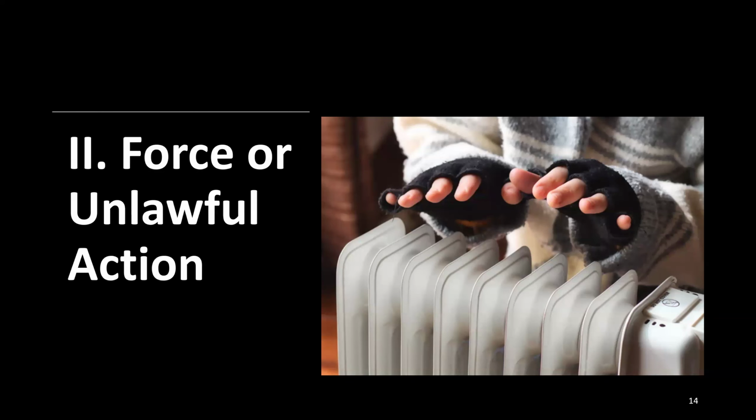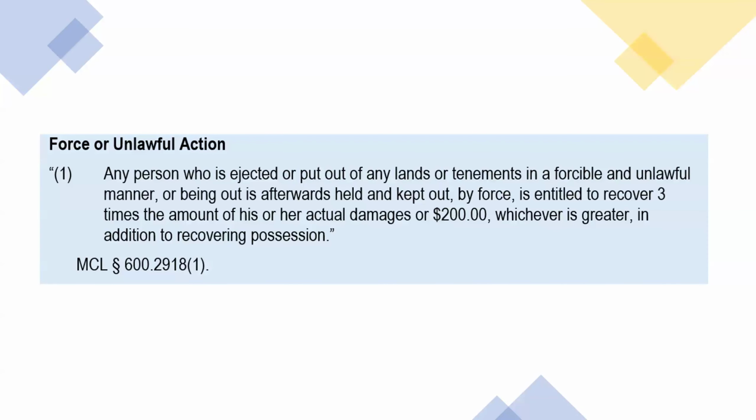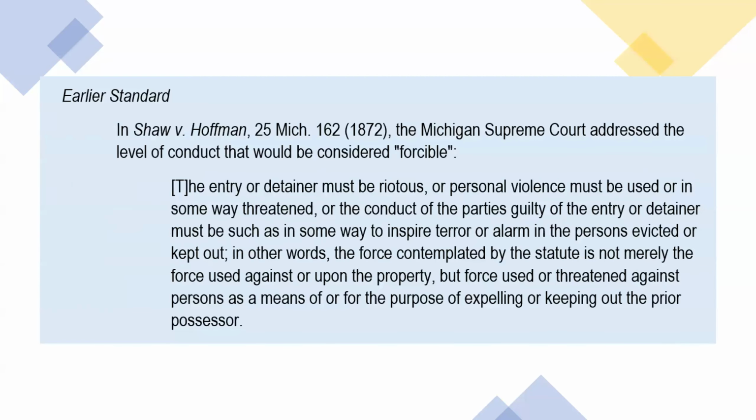So the first part is forcible or unlawful action. Subsection 1 of the anti-lockout statute says, any person who is ejected or put out of lands or tenements in a forcible and unlawful manner, or is kept out afterwards and held and kept out by force, is entitled to recover 3 times the amount of his or her actual damages, that's treble damages, or $200, whichever is greater, in addition to recovering possession.